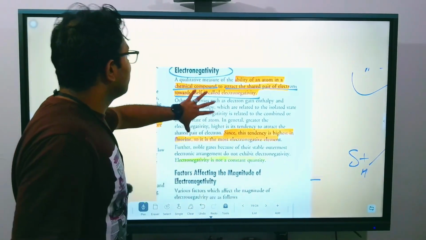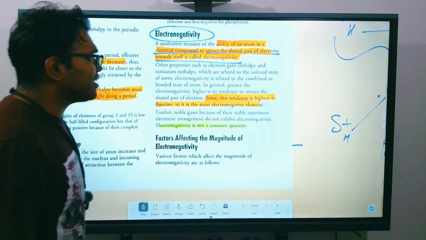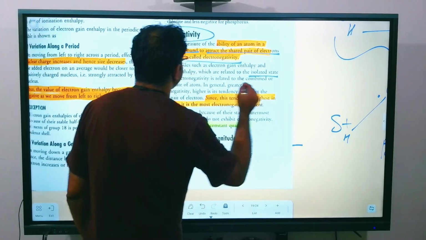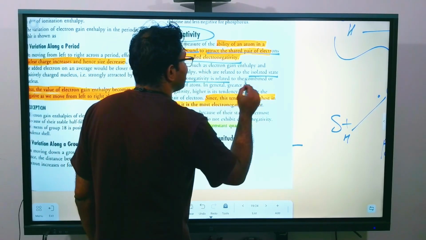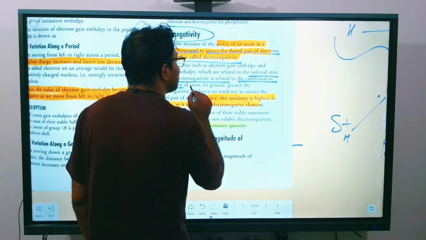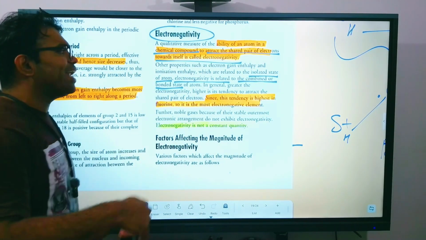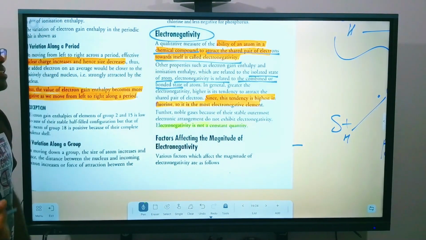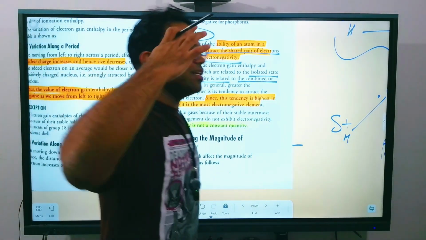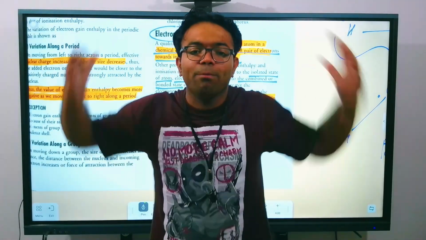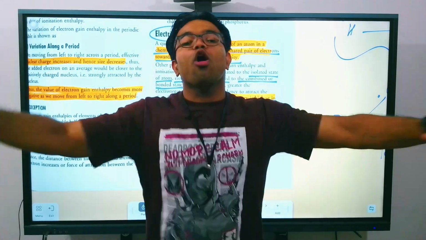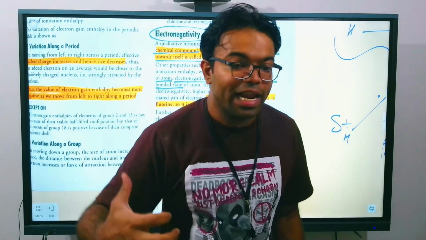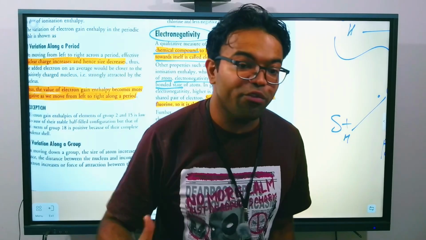Okay, let's move on. So, other properties such as electron gain enthalpy and ionization enthalpy are related to the isolated state of an atom, while electronegativity is related to the combined or bonded state of an atom. In general, greater the electronegativity, higher is the tendency to attract the shared pair of electrons. This tendency is the highest in fluorine. It is the most selfish atom in all of the periodic table. Fluorine is the most electronegative or most selfish atom.